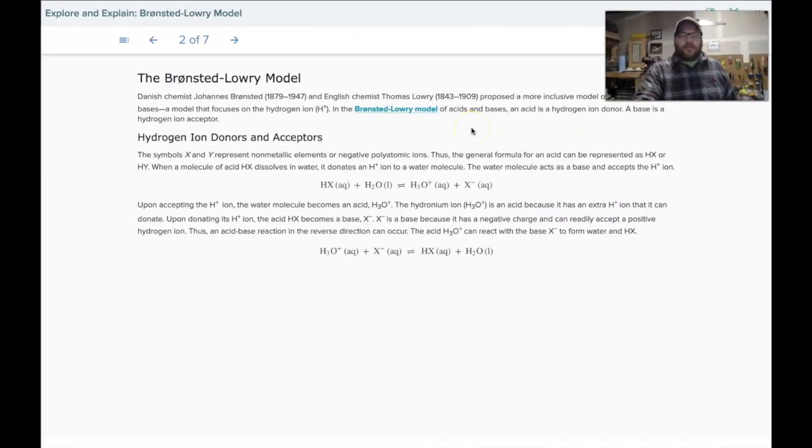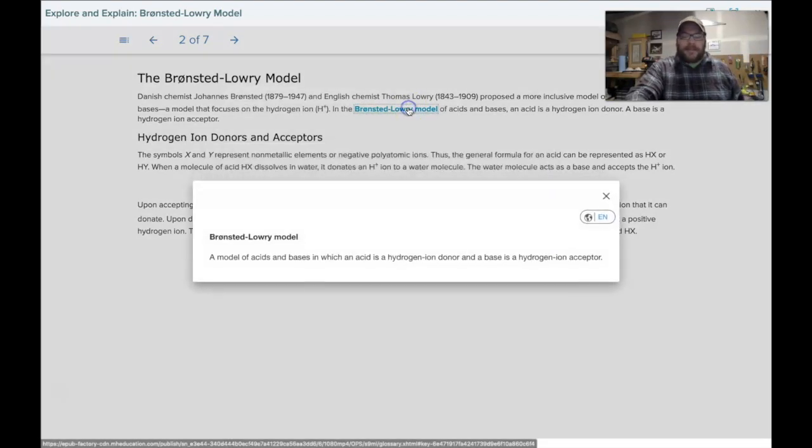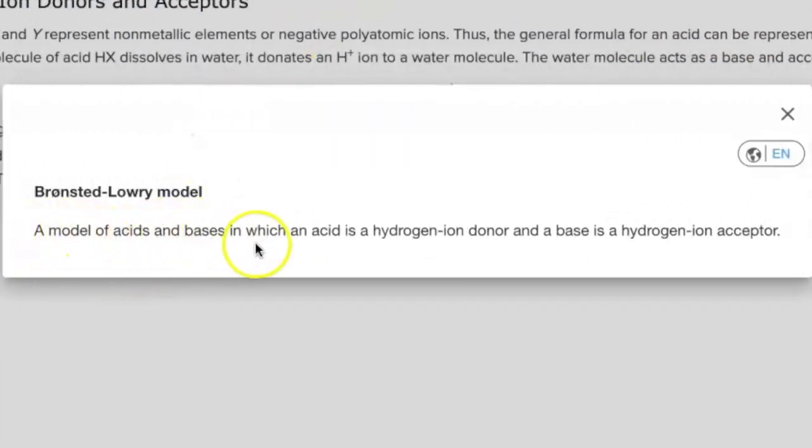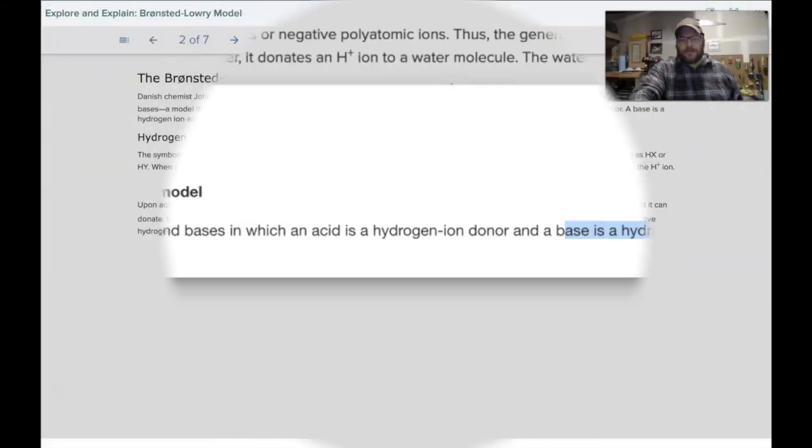Okay, here we are over with the Bronsted-Lowry definition of an acid and a base. Remember Arrhenius, we said that if it contains a hydrogen and produces a hydrogen ion, then it's an acid. If it has a hydroxide and produces a hydroxide ion, then it's a base. Bronsted-Lowry says that in this model of acids and bases, the acid is a hydrogen ion donor and the base is a hydrogen ion acceptor. So the first part, the acid as the hydrogen ion donor, is fairly similar to the Arrhenius definition, but this part, the hydrogen ion acceptor, is a little bit different.